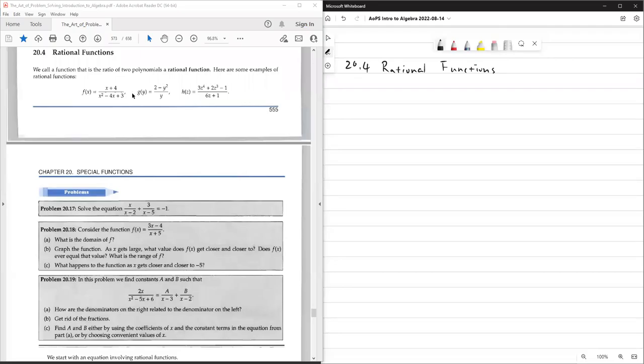And okay, so now we're going to do the 20.4 rational functions. Okay, this is what we call rational functions. Actually, it's just like rational numbers, but now it's functions. Why? Because it's really two sentences in the definition. We call a function that is the ratio of two polynomials a rational function. Simple as that. Before we had two real numbers, now we have two polynomials. And because polynomials have variables in them, it becomes a function, right?